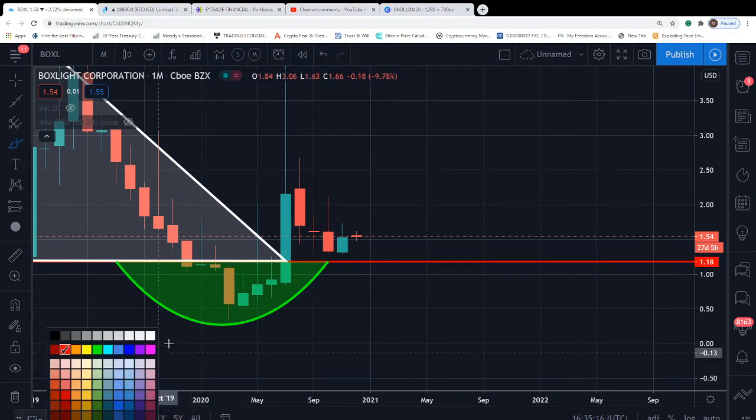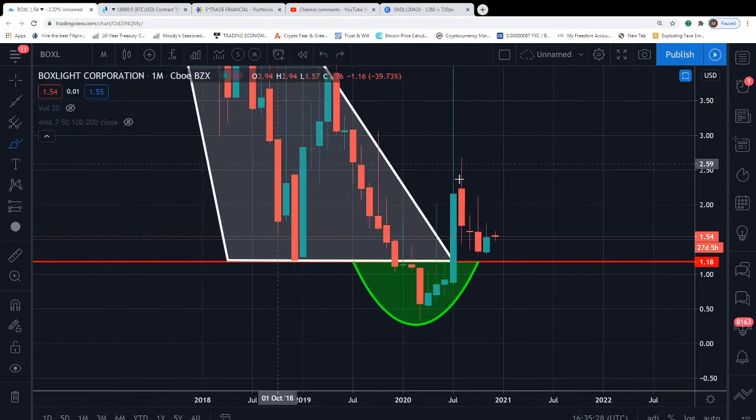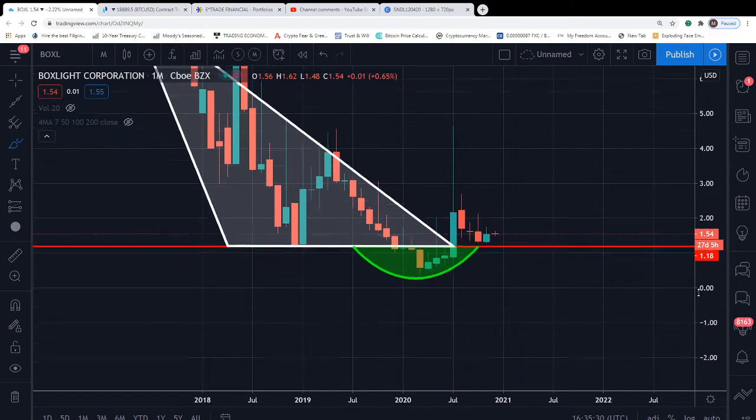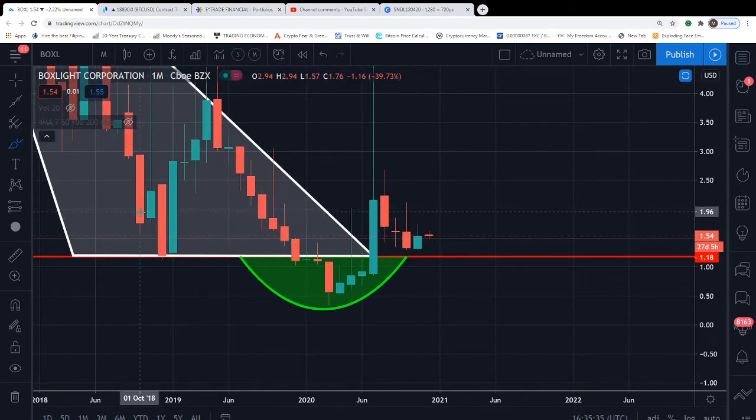$1.19. Okay, let's put a line there so you can see that. So this is $1.19, okay? So this must act as the floor, okay? And I say it must act as a floor because I'm going to speculatively say that this symbol has potentially bottomed, okay? And I normally don't say that.